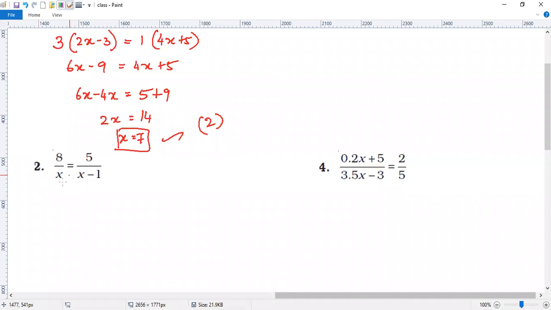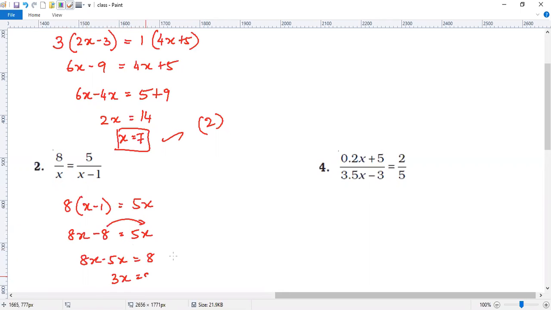Ma'am, I got in answer one, we have to do the transposition. You will get 8 times x minus 1 is equal to 5x. So 8x minus 8 is equal to 5x. If you take the 5x the other side, you'll get it as 8x minus 5x is equal to, when this minus 8 goes this side, it becomes plus 8. So it is 3x is equal to 8, or x is equal to 8 divided by 3 will be our answer here. Okay, so the answer is 8 by 3. If you have got this right, then you get complete 2 marks for this.